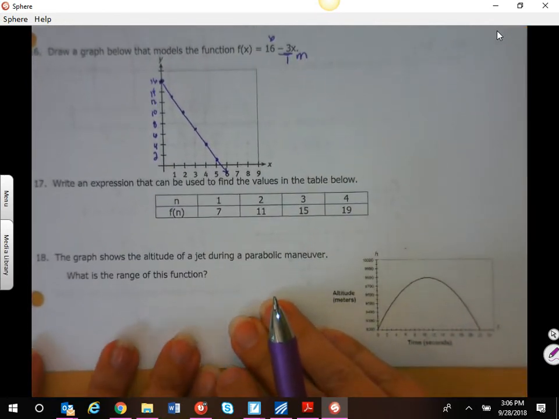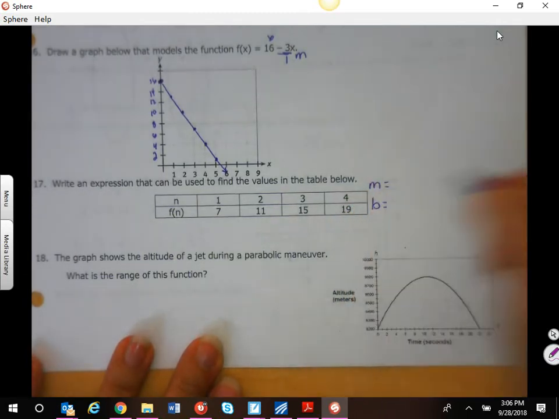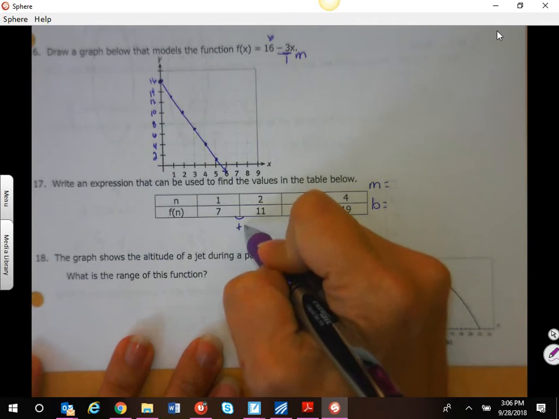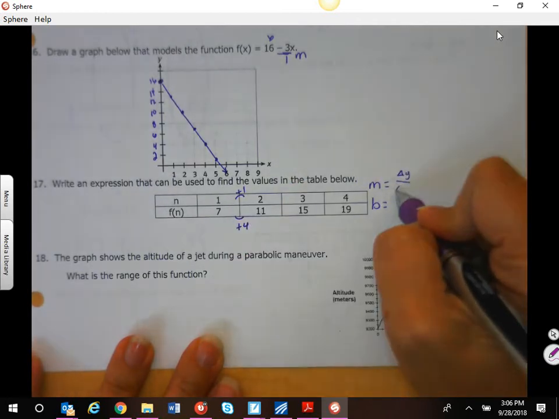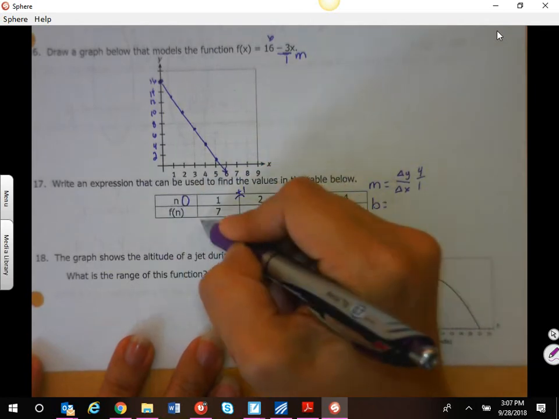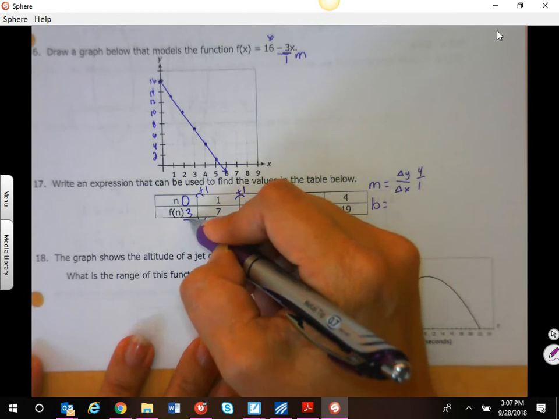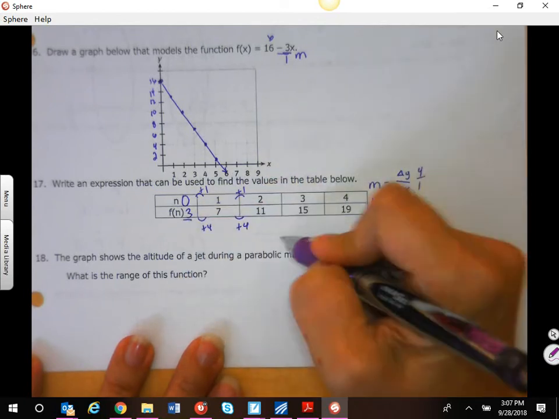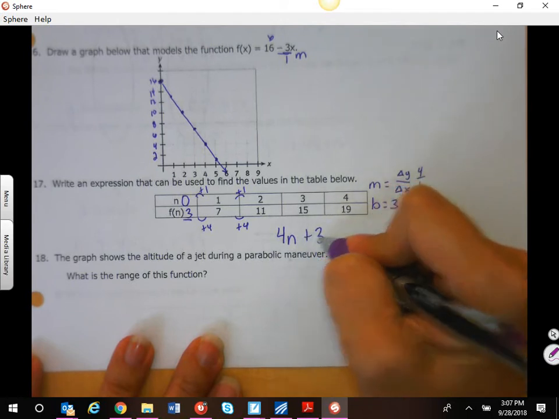Write an expression for the table. So for this, we need an m and we need a b. My change in y over my change in x, if you remember that from 6th and 7th grade. So 4 over 1 is my slope. I don't have a 0 value, but I can work backwards. 7 minus 4 is 3, so my b value is 3. So my expression is 4n plus 3.